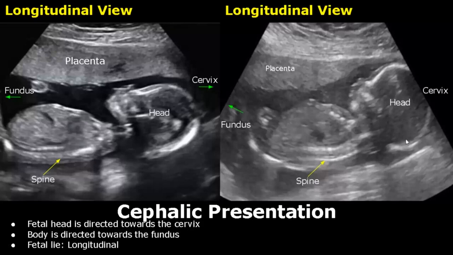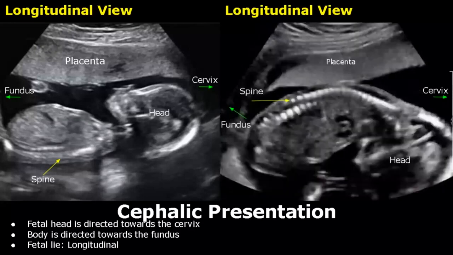Fetal lie is the relationship between the long axis of the fetus and the mother's spine. In these images, a longitudinal view is taken. The fetus is also appearing longitudinally inside the uterus. So this is a longitudinal lie. The fetal spine is oriented parallel to the mother's spine. This is a cephalic presentation with an anterior spine. The spine is facing anteriorly. This is also a cephalic presentation.